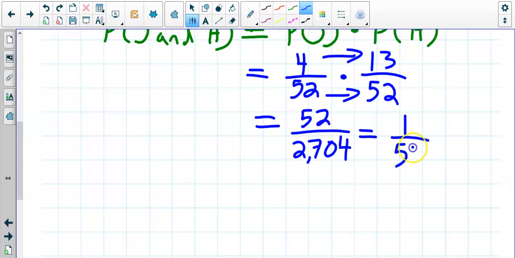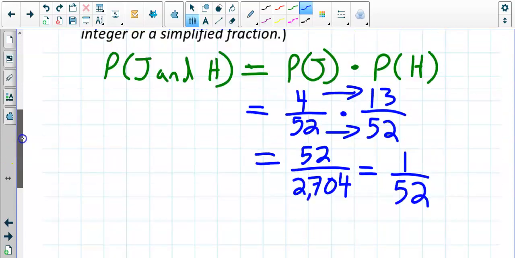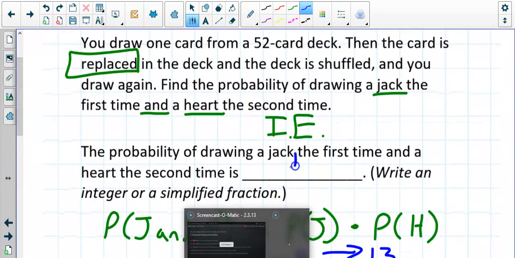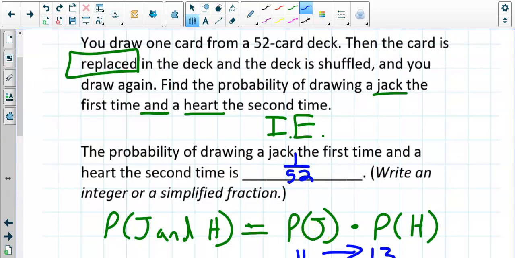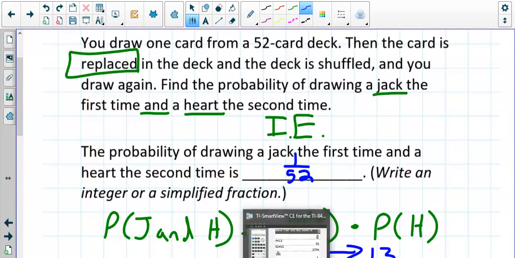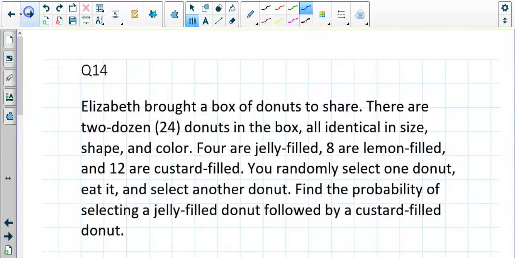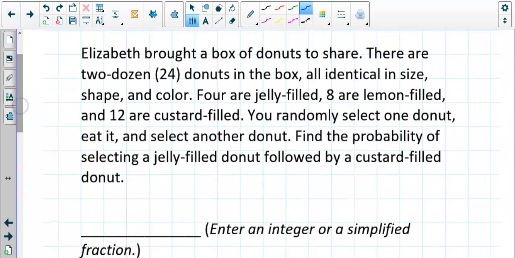So there is our probability. So we scroll back up, we'll just put that in our blank. 1 out of 52. And there we go. I believe this should be our last chapter 11 problem, and then we'll jump into chapter 12, all about statistics.